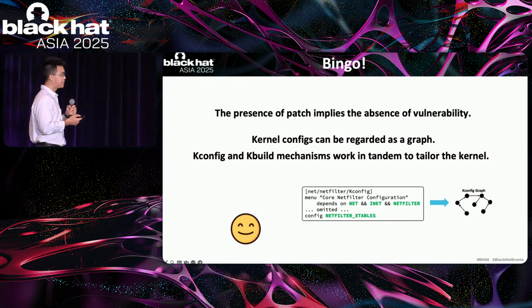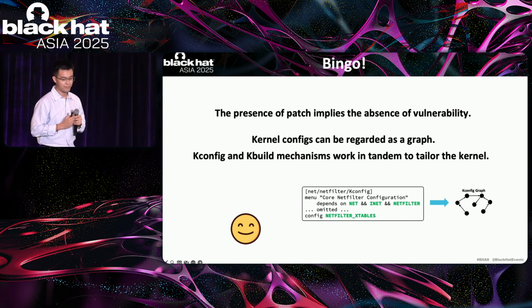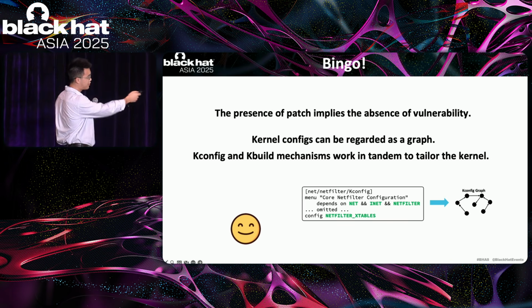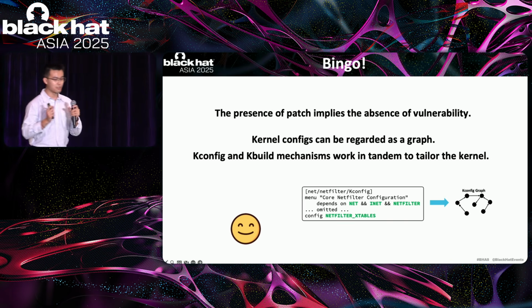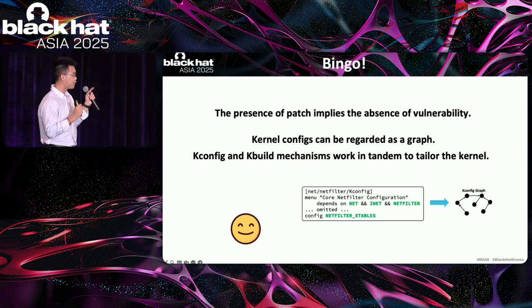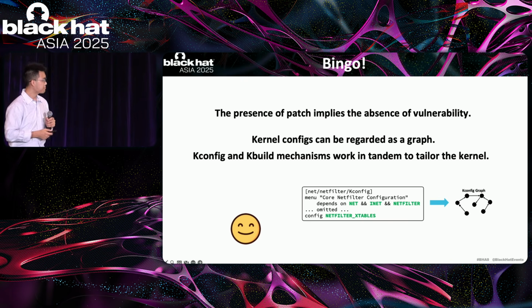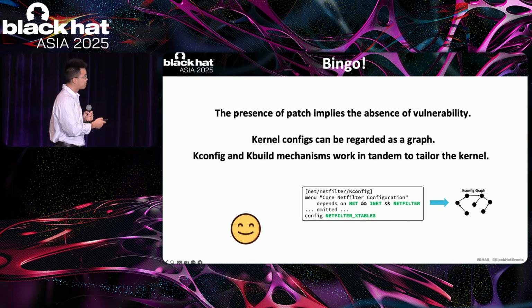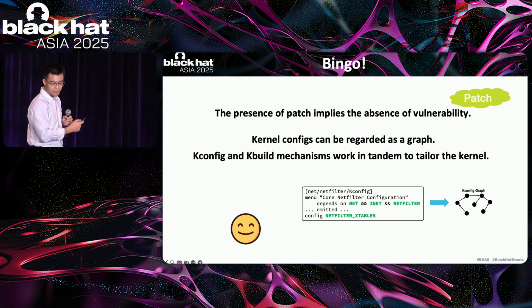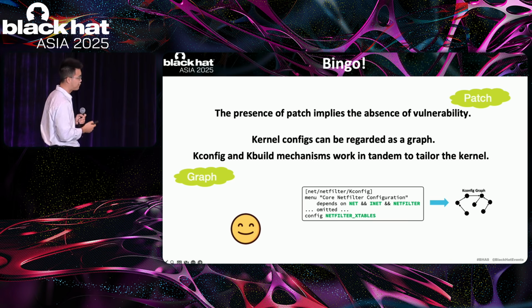And secondly, the kernel configs can be regarded as a graph, just like the picture we show here. We can follow the relationships and regard the config as a node and the relationship as an edge. So the first one is still about patch, and the second solution is about graph.